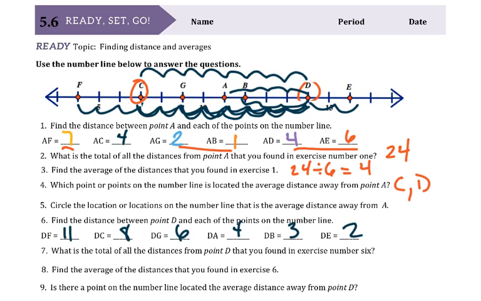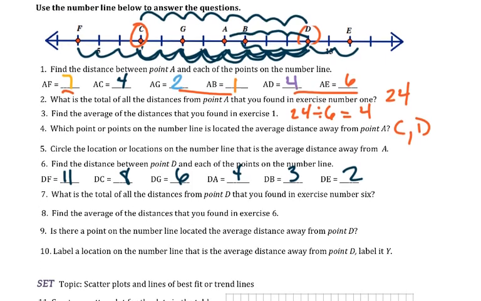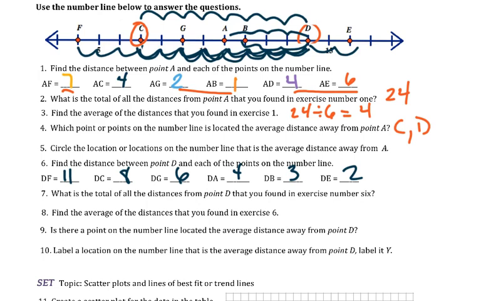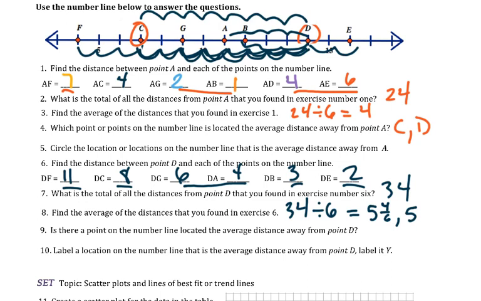Okay, so then, doing kind of the same thing, what are those total distances? Well, we add them up: 10, 20, 31, 34. Okay, find the average. So 34 divided by 6, that's not going to give us a nice, neat average, is it? It'd be 5 and 4 over 6, which would be 5 2/3, or 5.3 repeated.